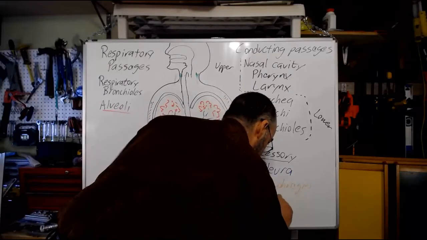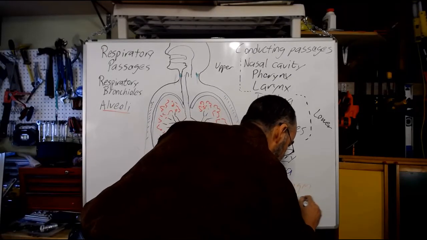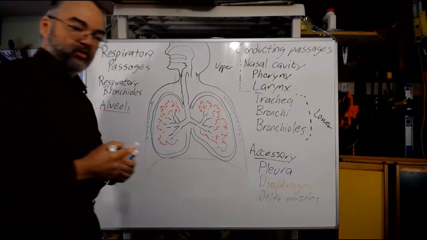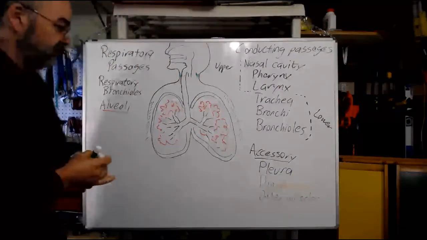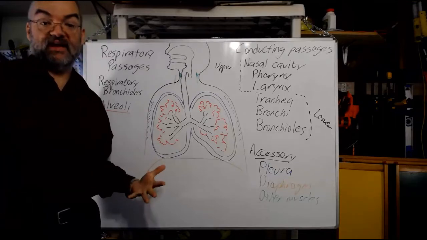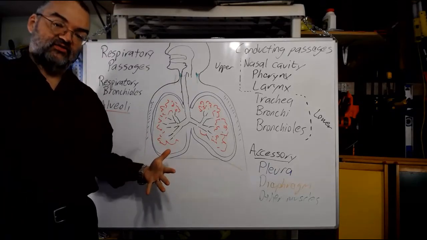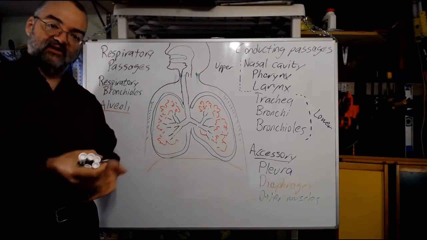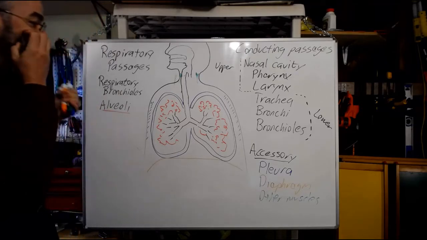I'll just say other muscles here, because we're going to be talking about those in more detail in a later lecture. So those are the structures that actually help us to cause the lungs to expand, to allow us to bring air in, and then to contract so that the air can come out of the lungs. So that's sort of the overview.